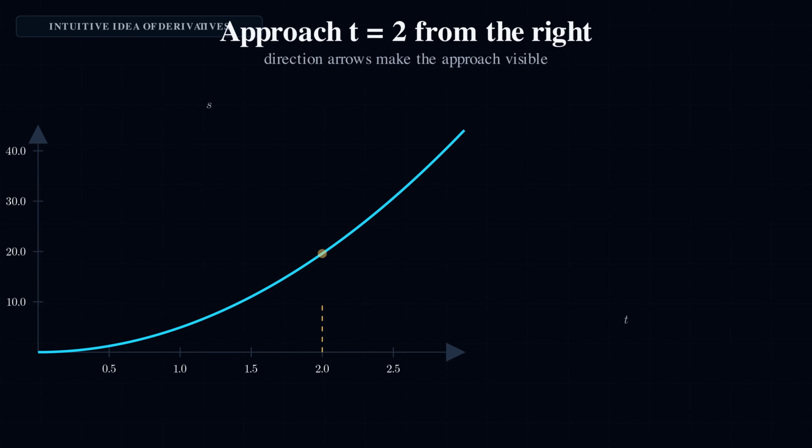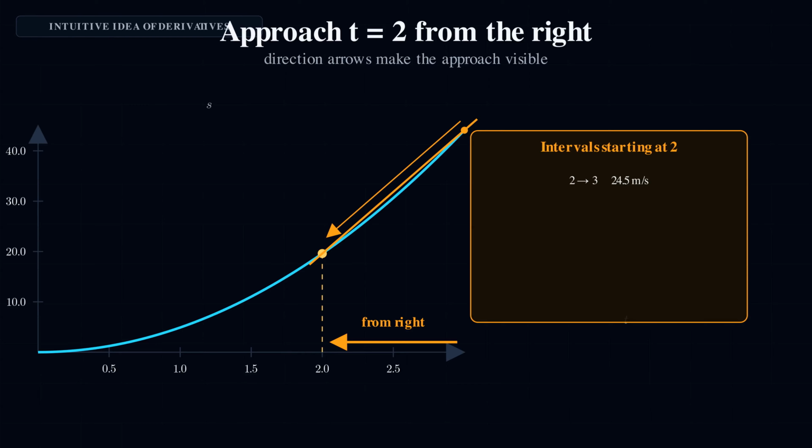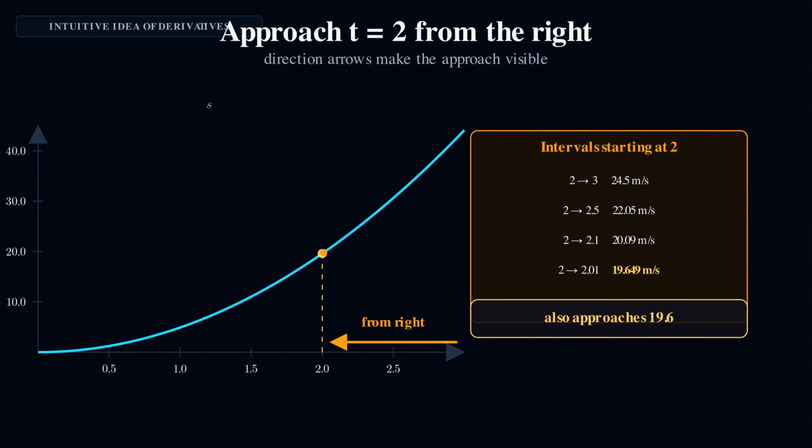Approach 2 seconds from the right. From 2 to 3, the average velocity is 24.5. From 2 to 2.5, it is 22.05. From 2 to 2.1, it is 20.09. From 2 to 2.01, it is 19.649. These values also move toward 19.6.